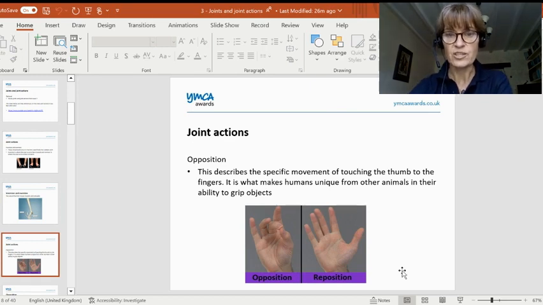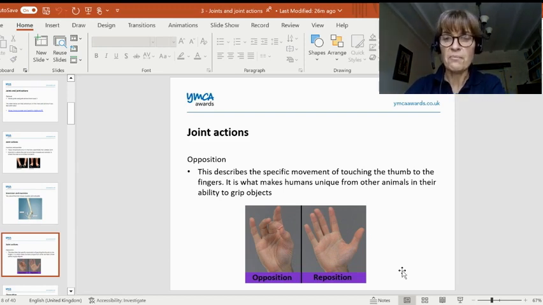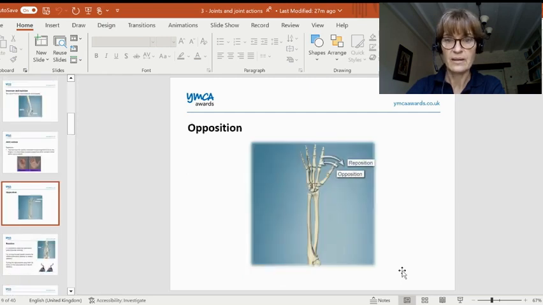And the second lot of joint actions we're going to look at is that of opposition. And this movement is where our thumb is able to reach across and touch the fingers of the hand, creating opposition to any of the different fingers. And this is a unique movement that we as humans have and allows us to be very precise with gripping action. So the movement to create that grip is opposition, and then the reverse is called reposition. Opposition and reposition. There we go. Not one we tend to talk about a great deal in personal training or in sports massage, but a useful one to know.